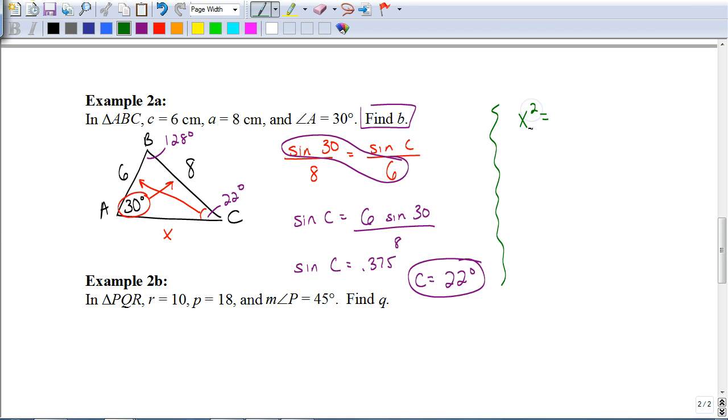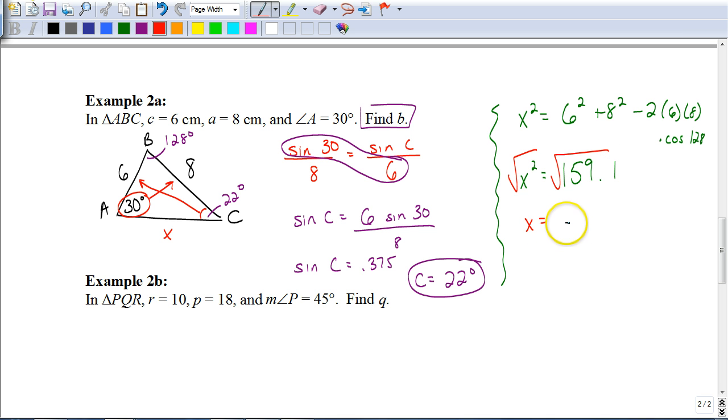So it would be x squared equals 6 squared plus 8 squared minus 2 times 6 times 8 times the cosine of the angle, which is 128 degrees. So do that on your calculator. And when you do that, you're going to get 159.1 as your answer. But then we take the square root of that. So don't forget about the square root. That's an easy mistake to make. We take the square root of that, and when you do that, you get your answer, which is 12.6. So that would be your final answer.